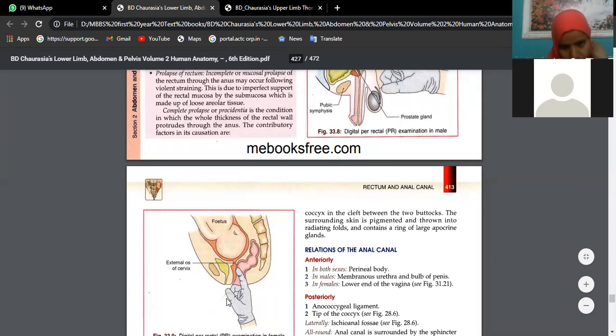So that means this is per rectal examination. You are passing the finger through the anal orifice and entering into the rectum and checking for softening of the cervix, whether the baby's head can present at the vulva or not. That is per anal examination, which you will learn again in obstetrics. In males also we do per anal and per rectal examination to check for enlargement of the prostate gland, which I told you previously.